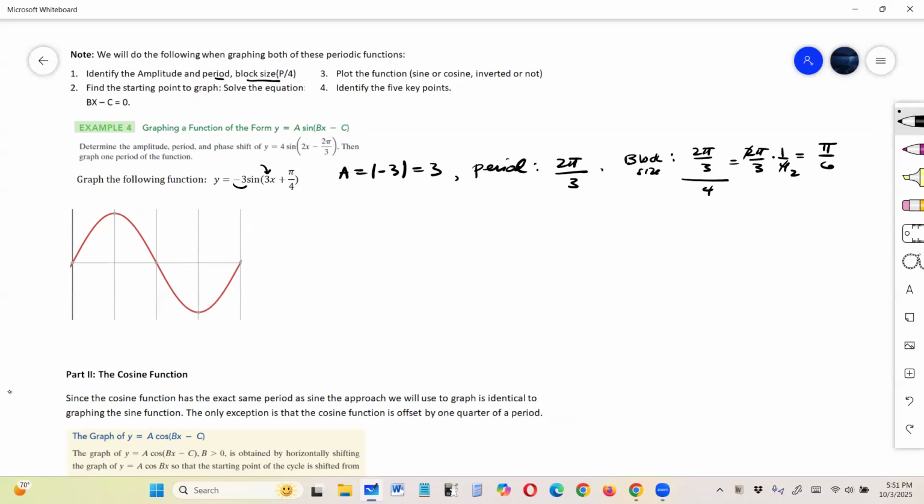And now I have to find my starting point. Starting point. We know what to do. The starting point is we have to set 3x plus pi over 4 equals 0, and then we're going to solve that for x. So I'm going to subtract pi over 4 from both sides, and then I'm going to divide everything by 3. So here is my starting point, okay? Negative pi over 12. All right?